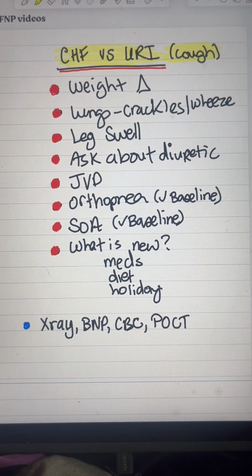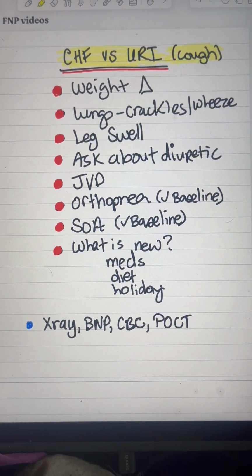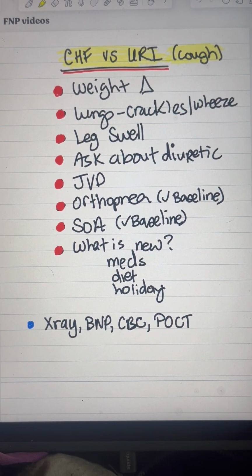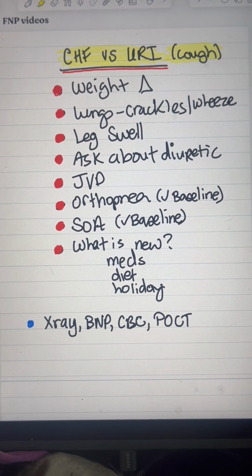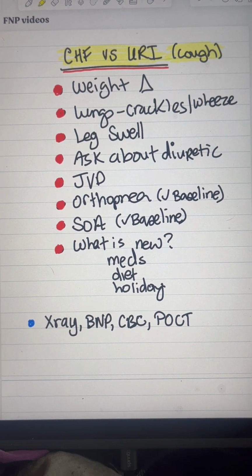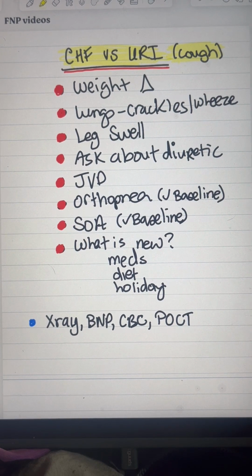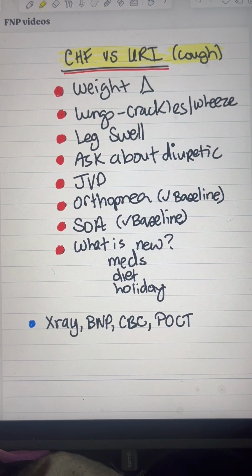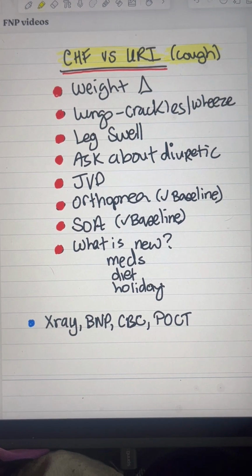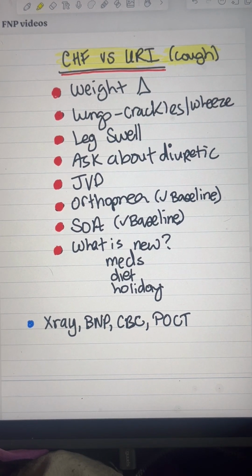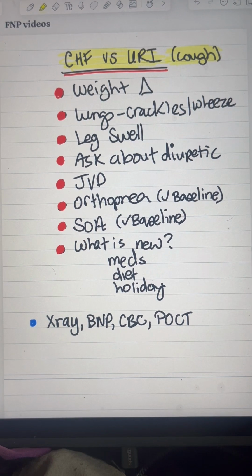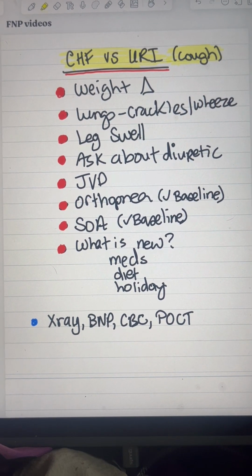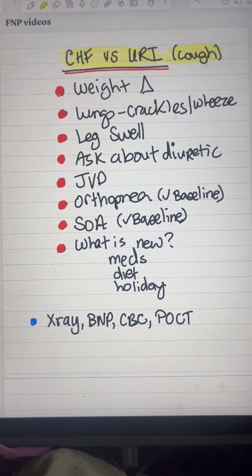I always tell students when I'm teaching them, ask what's changed, what's new. Have they started any new medications, specifically things like steroids, and also things like a calcium channel blocker? Those are things that could potentially increase the risk for an exacerbation. Has their diet changed? Have they been eating more salt? Have they been drinking a lot of fluids? Is it around a holiday that they've been celebrating? And of course, we rely on things like x-rays, BMP, CBC, and point of care tests.